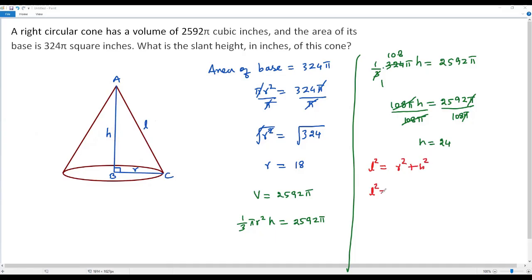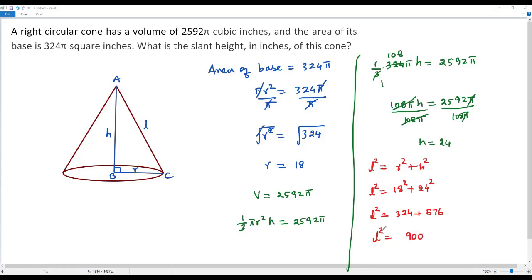Okay, L square equals, and for r we have the value 18. Let's plug in 18 for r, then we get 18 square. And for h we have the value 24. Let's plug in 24 for h, then we get 24 square. L square equals, the value of 18 square is 324, and the value of 24 square is 576. L square equals, when I add this one and this one, I am getting 900.